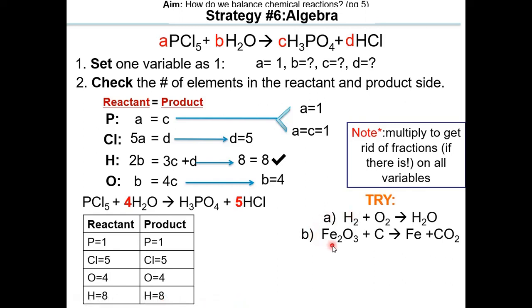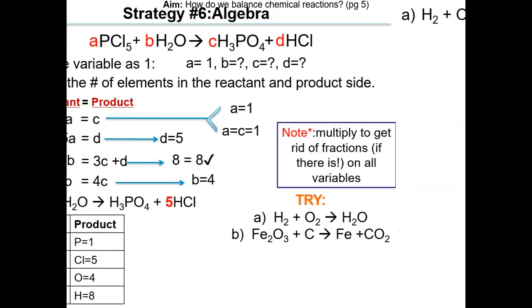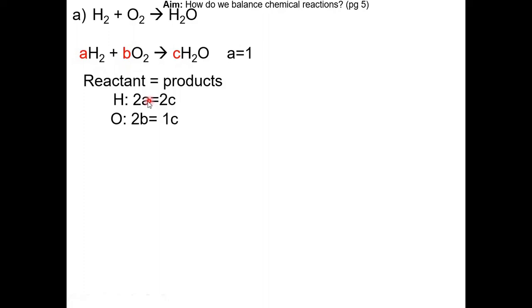So try to balance these 2 chemical equations using the algebra method. Pause the video and resume once you complete it. So here are the answers. For the first one, I set A equal to 1, and we have 3 variables, A, B, and C. Here are the two equations based off the chemical equation. Now we solve for the variables.